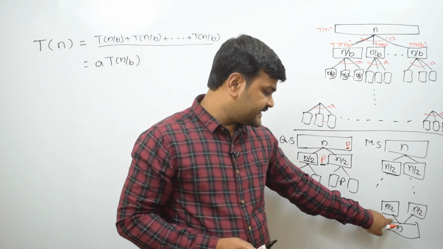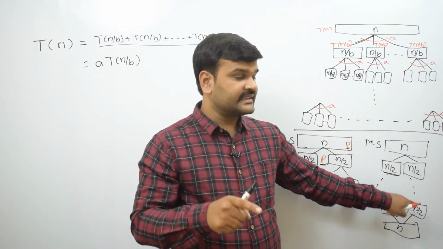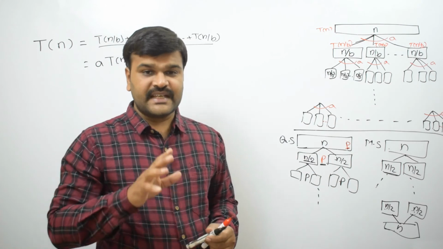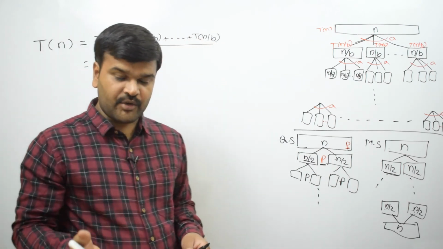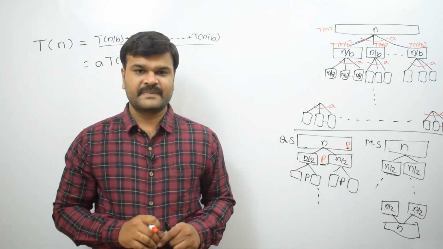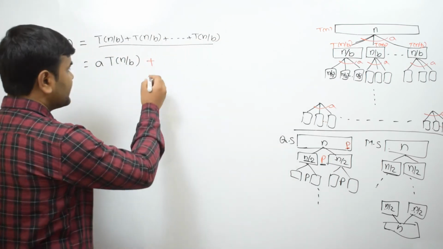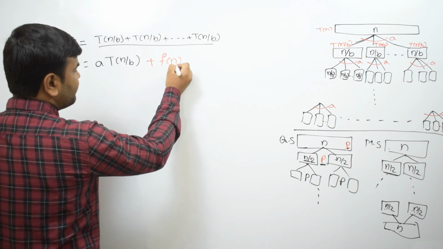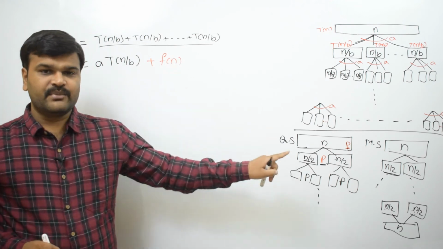So this combining also will take some amount of time. That is what combining is here. So other than this one, you are going to have some other time complexity, that is dividing and combining. For that, how much time is it taking? We are going to take that as f of n actually. Is it clear? This is a very important thing.